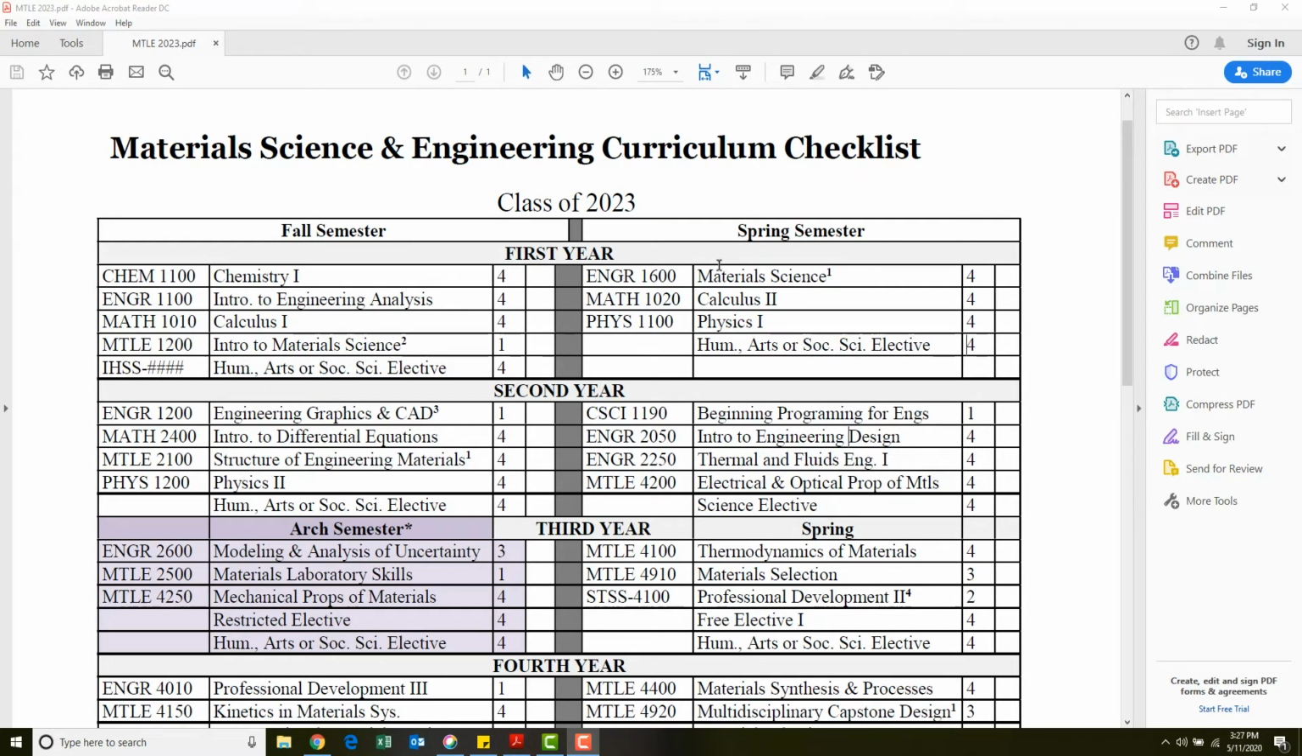We have linked the RPI catalog in the registration guide, and if you ever want to look up the prerequisite for any class, check out the catalog. The information will be in there.